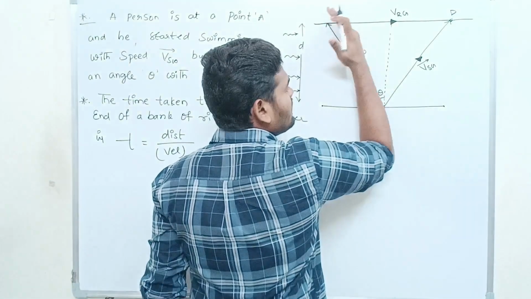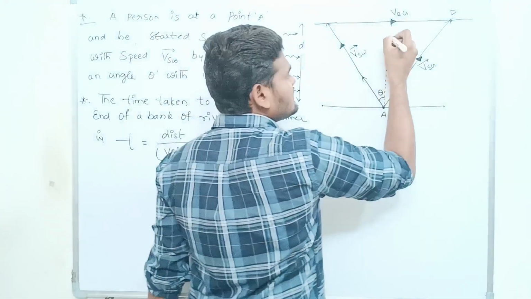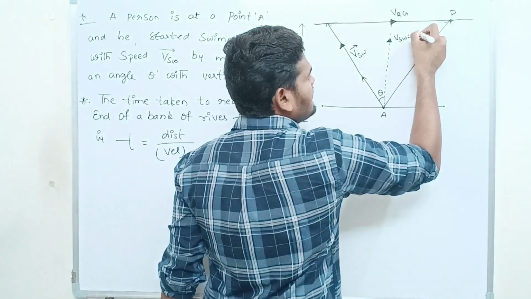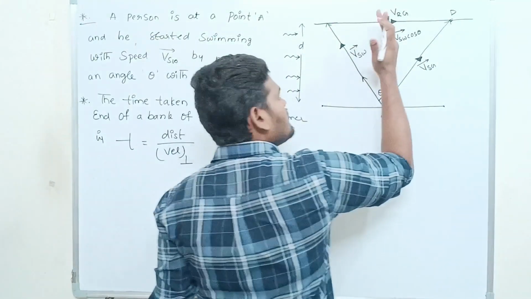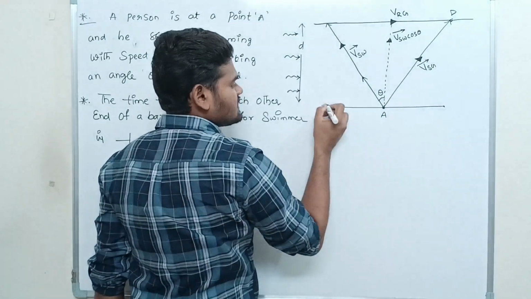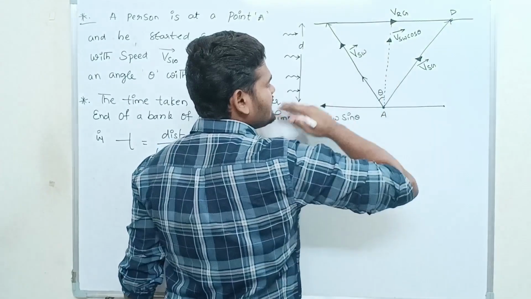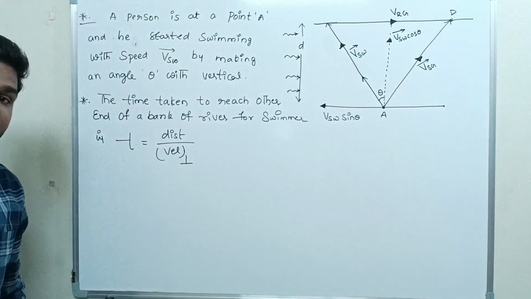So have a look. Along the theta side, this is the velocity of swimmer with respect to water. So along the theta side, you will get VSW cos theta, velocity of swimmer with respect to water into cos theta. Now perpendicular to this, you will get VSW sin theta.